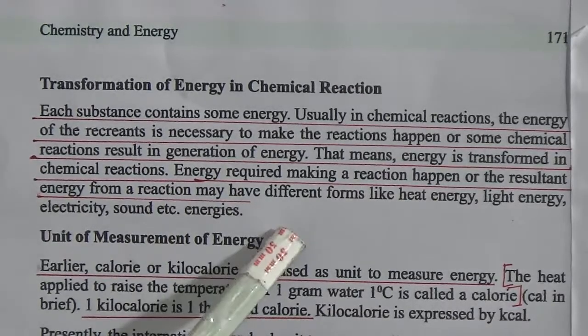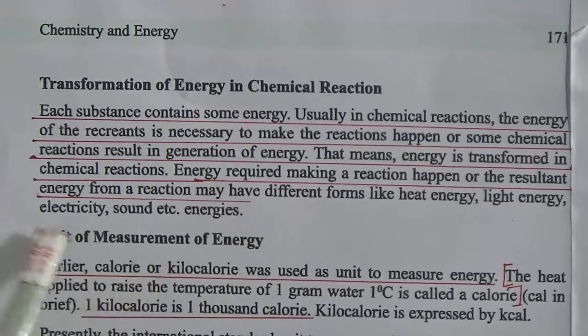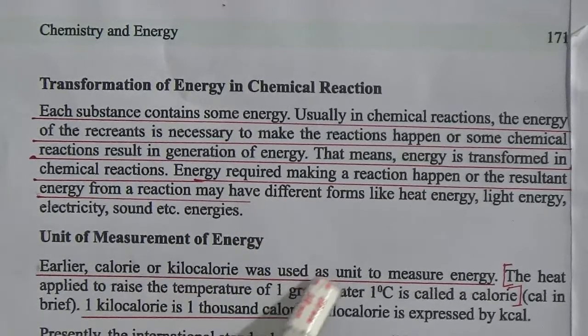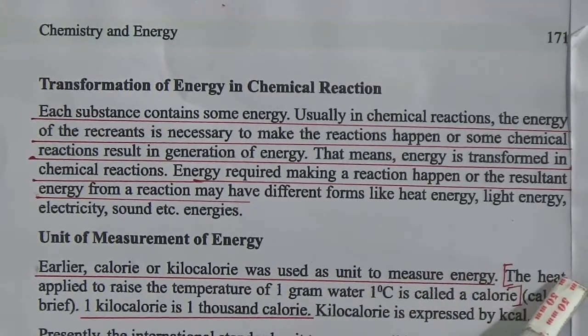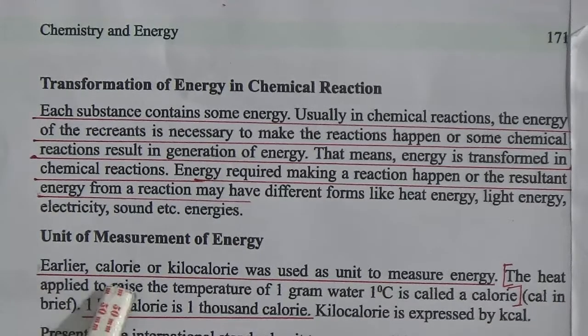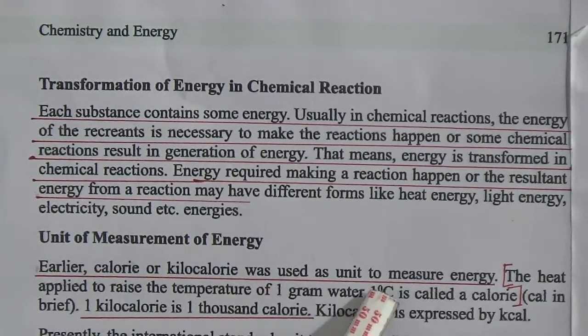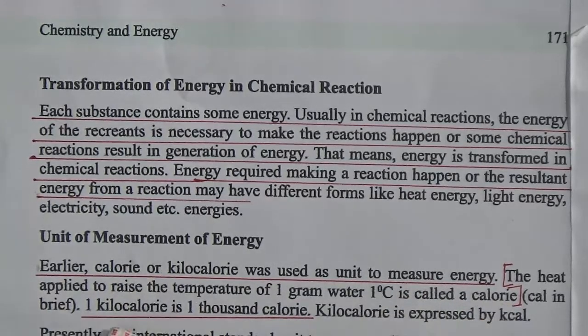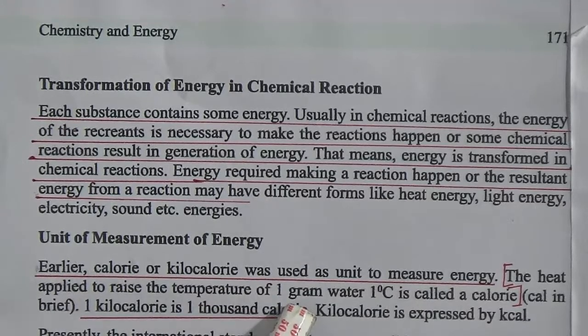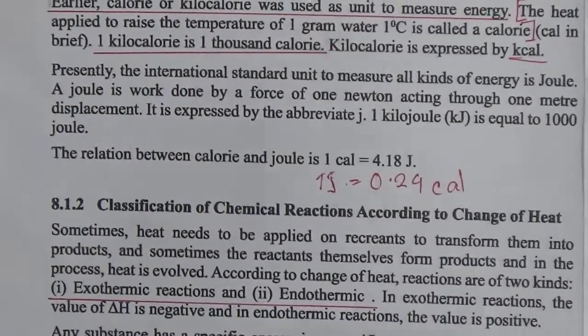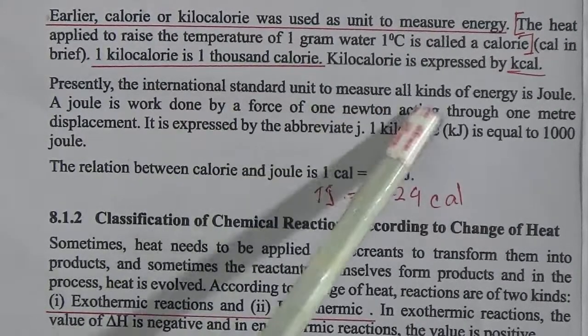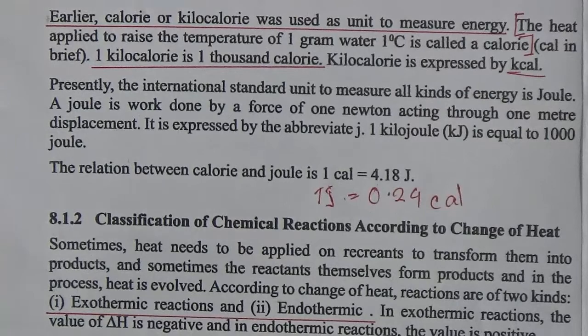Now, the unit of measurement of energy. This portion is known to us, because the calorie or kilocalorie was the unit used to measure energy. The definition of calorie: the heat applied to raise the temperature of 1 gram of water by 1 degree Celsius is called a calorie, and 1 kilocalorie is 1000 calories. Kilocalorie is expressed by KCAL.